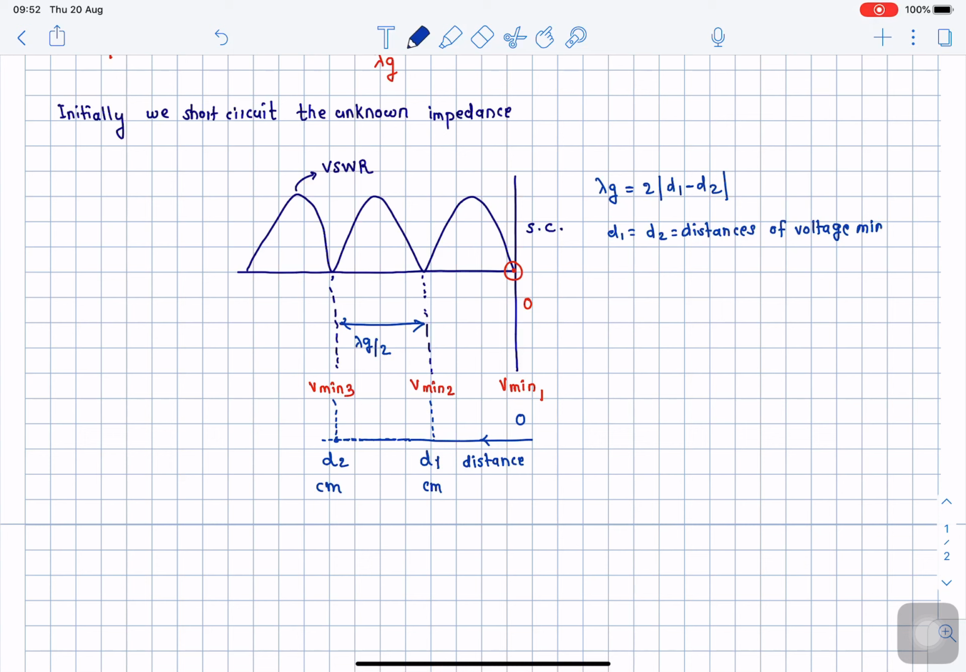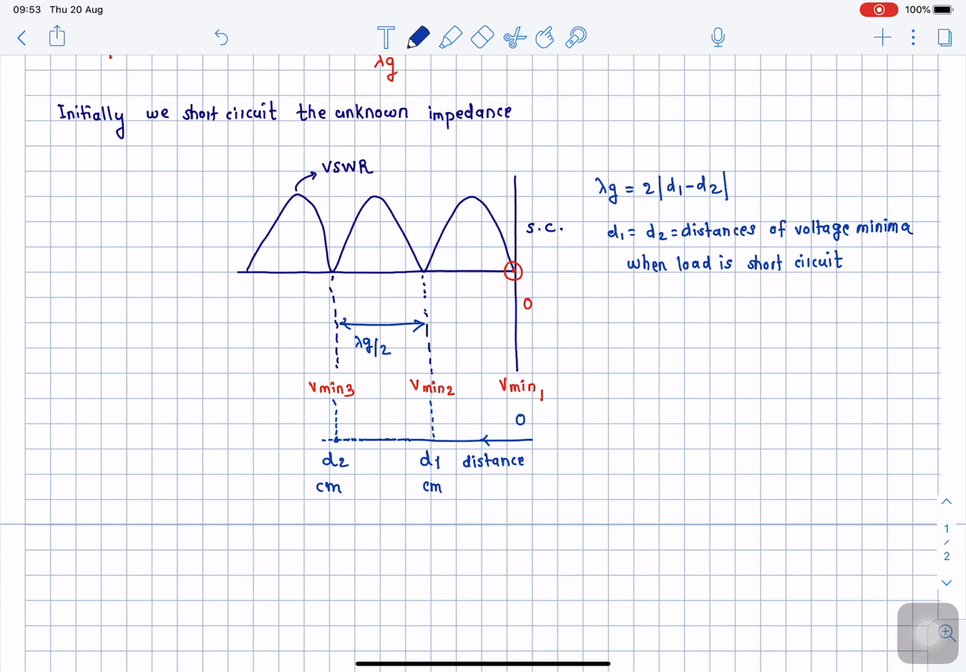when the load is short circuited. Please remember that on the right hand side at distance 0 we have placed the short circuit. So we will get a standing wave pattern over the test bench, over this transmission line, and we can measure the guide wavelength by taking the difference between two successive minima positions and multiplying by 2.